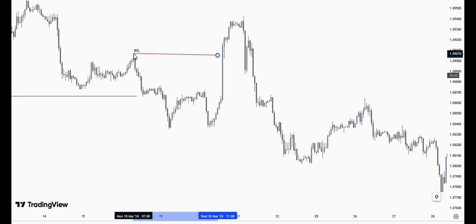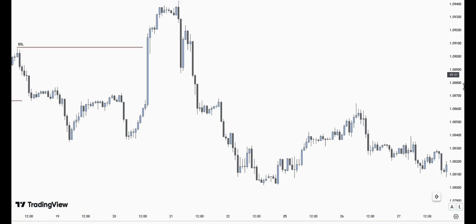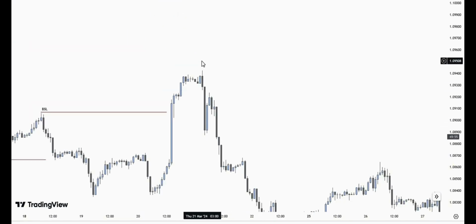Yeah, looking for an entry point. So as you can see, what did price do? Price went higher, then came lower. If you go to 15 minutes, this is a low.